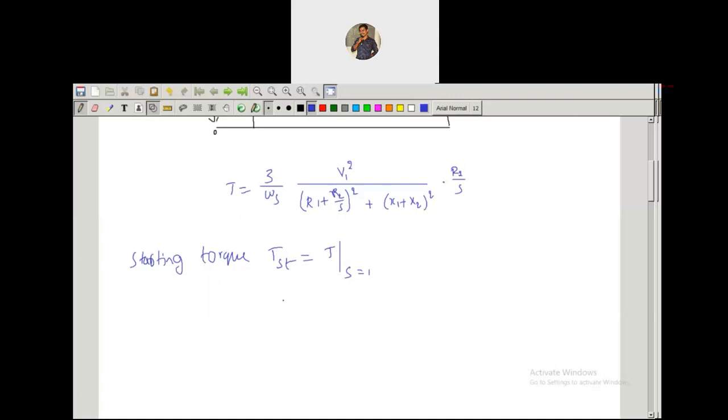Let me write down the starting torque equation. So the starting torque T equals 3 over ωs, V1 square over (R1 plus R2) whole square, where I have put s equals 1, as we know at starting the s value is 1, plus (X1 plus X2) whole square, into R2. Okay.